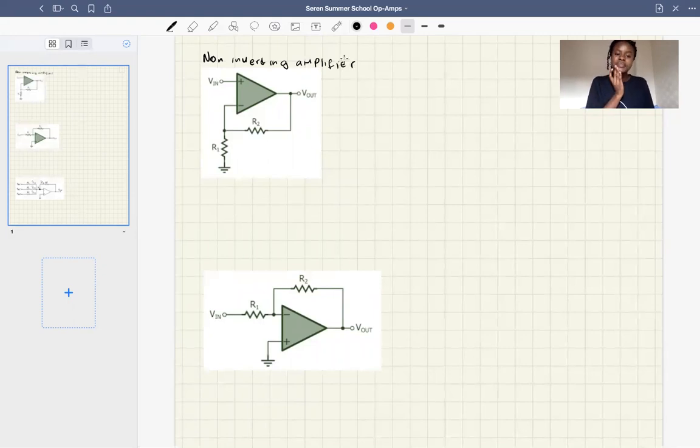Right, so what do we have here? We want to figure out the relationship between V in and V out. How do we do this? So the first thing that we can notice, if we look just up here, is that V in is equal to V plus, just by looking at that place there.